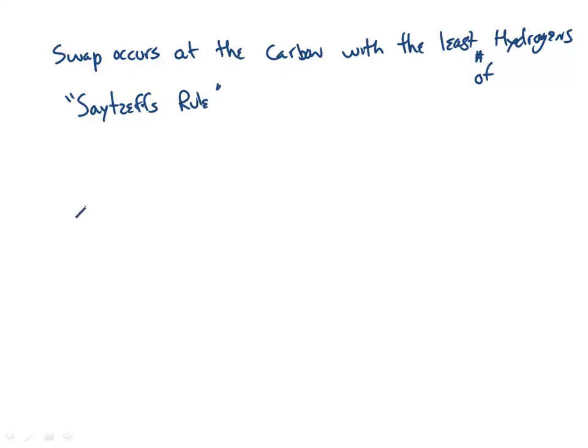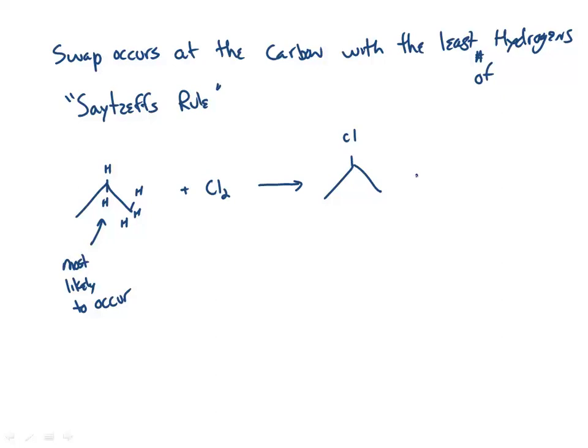And so what that's really saying is that if I have a molecule like this, I've got two hydrogens here, and I've got three hydrogens here, so this is most likely to occur. And so again, if I'm doing that with my chlorine, then I can get this product, and HCl. And that this is the most stable.